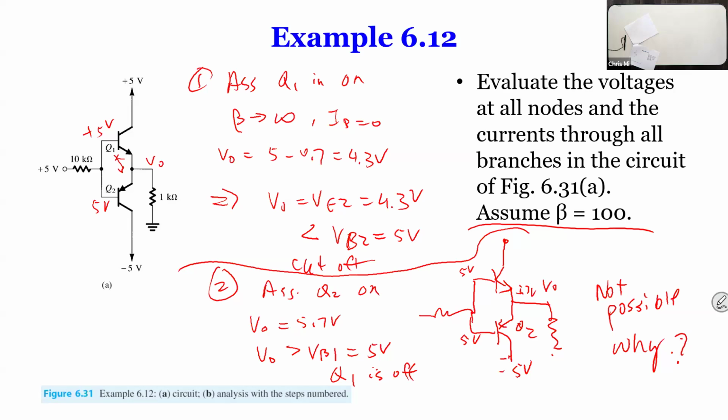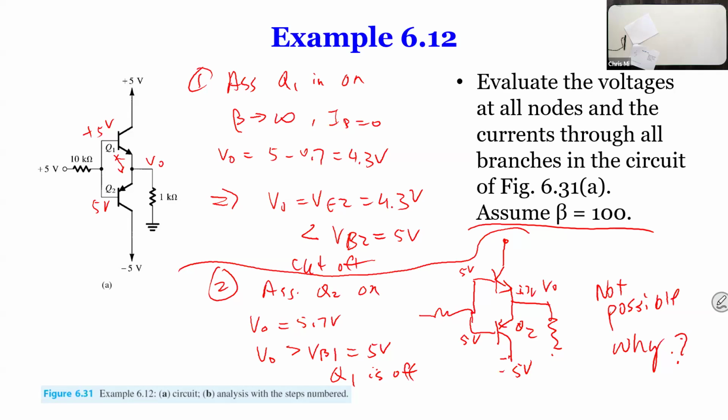VO is basically VE2, which is 4.3, and because there's no current in the base, we said this voltage over here, VB2, is 5 volts. So at Q2, Q2 is off. Everything seems to be logical, right?